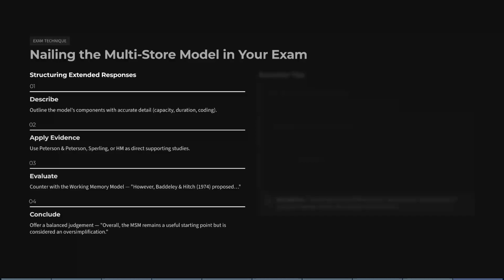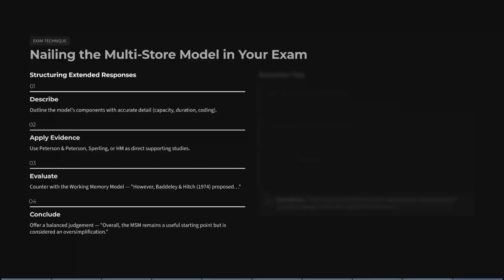Describe. Outline the model's 3 stores with accurate, precise detail. For each store, you should give capacity, duration, and coding. Do not just name the stores. Examiners award marks for accurate detail. Sensory register: large capacity, milliseconds to 2 seconds, modality-specific coding. Short-term memory: 7 plus or minus 2 capacity, 15 to 30 seconds duration, acoustic coding. Long-term memory: potentially unlimited capacity, potentially lifetime duration, semantic coding. That is the core description.